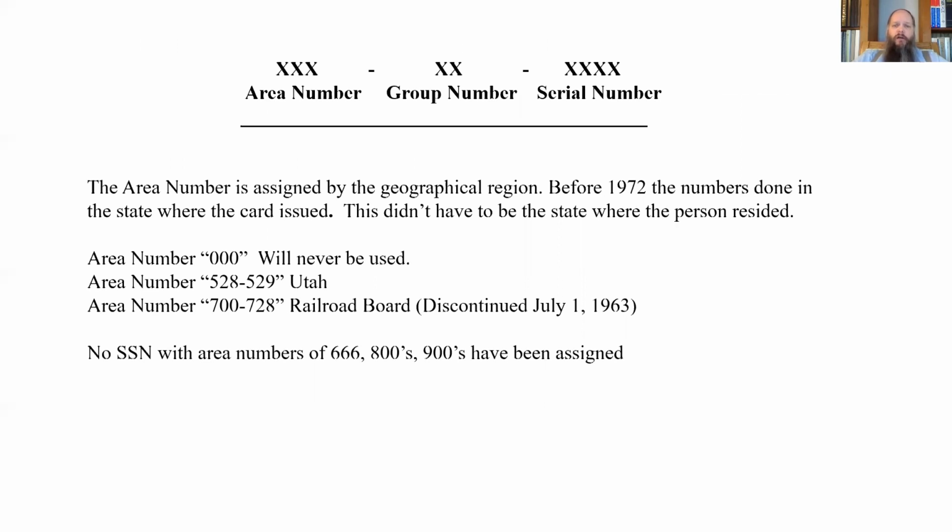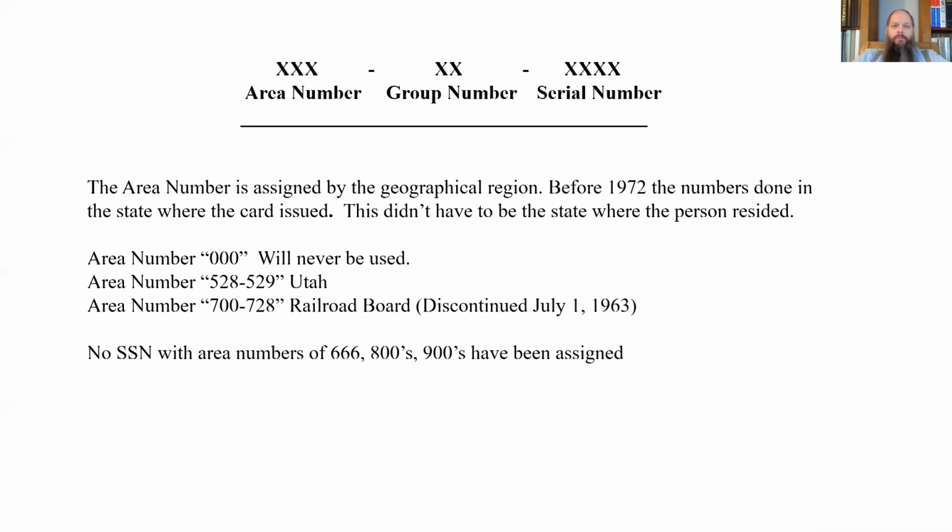The numbers, at least for the area number, were assigned by geographic region. Now, before 1972, the numbers were done in the state where the card was actually issued. After 1972, they were done completely different. This meant before 1972 that you did not have to reside in the place where the number was issued. You could have worked there and resided elsewhere. This was changed after '72.